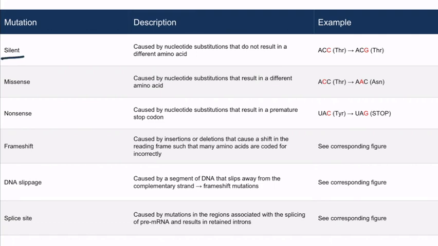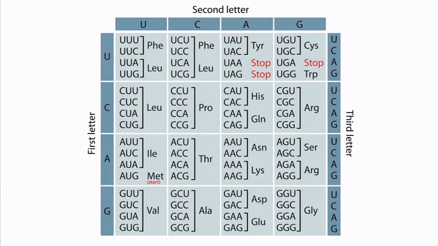Silent mutations are caused by nucleotide substitutions that do not result in a different amino acid. For example, the codon ACC codes for threonine, which you can see right here. In a silent mutation, the last base in the codon is mutated from C to G. Notice, however, that this codon still corresponds with threonine. If we look at the genetic code, we can see that both ACC and ACG correspond with threonine.